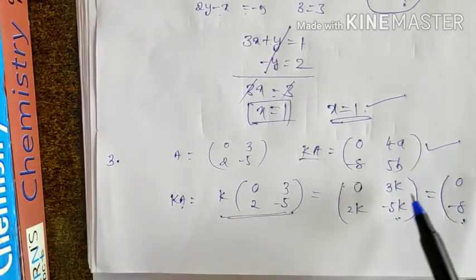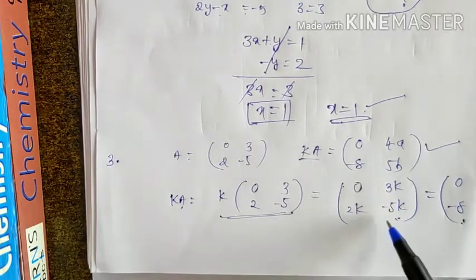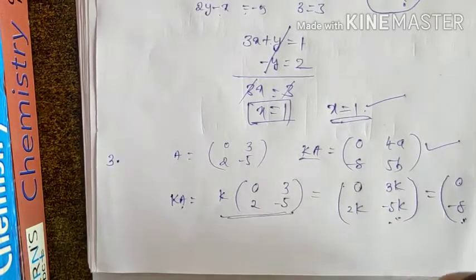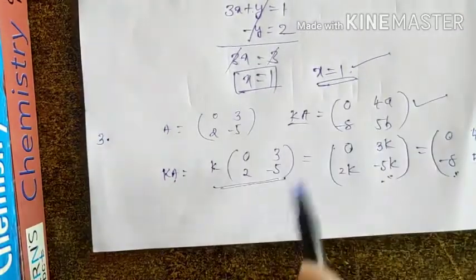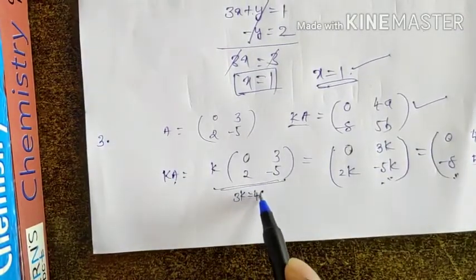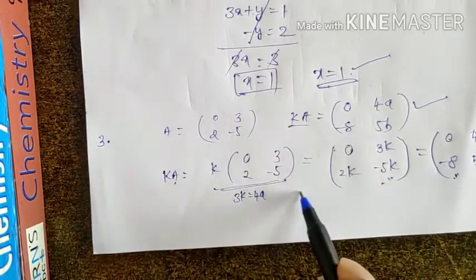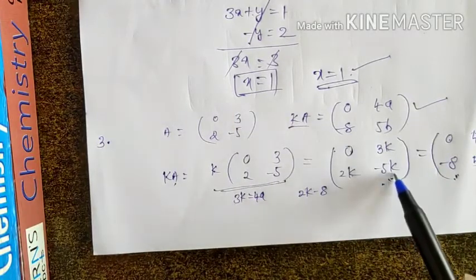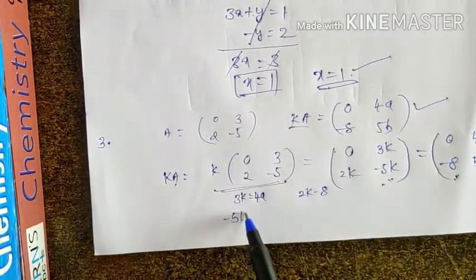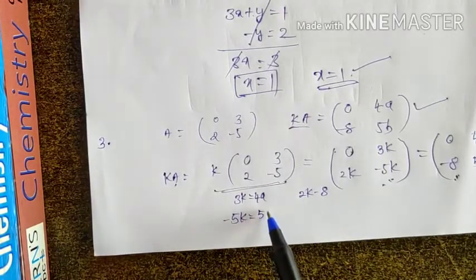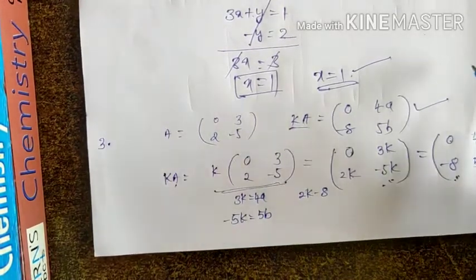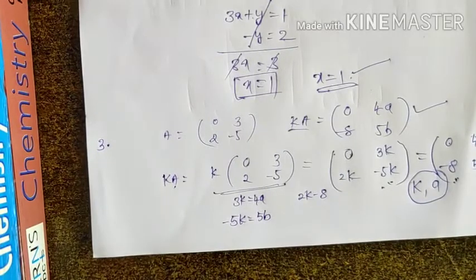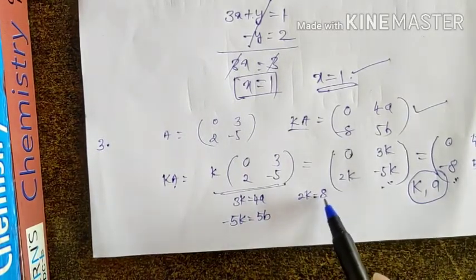Now these two are equal matrices, so you just have to equate the corresponding elements of these two matrices. 0 is equal to 0, we already know, and 3k is equal to 4a, and 2k is equal to minus 8, and minus 5k is equal to 5b. Here the question is just to find the k value and the a value.